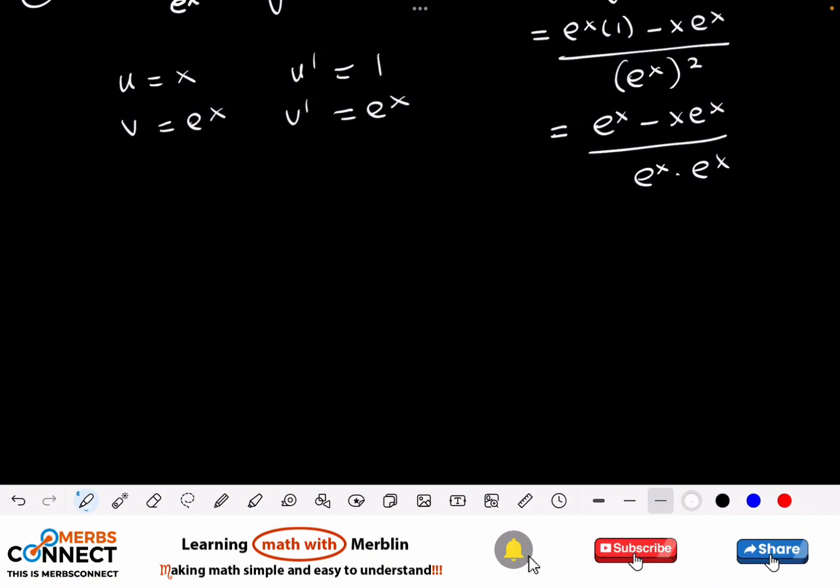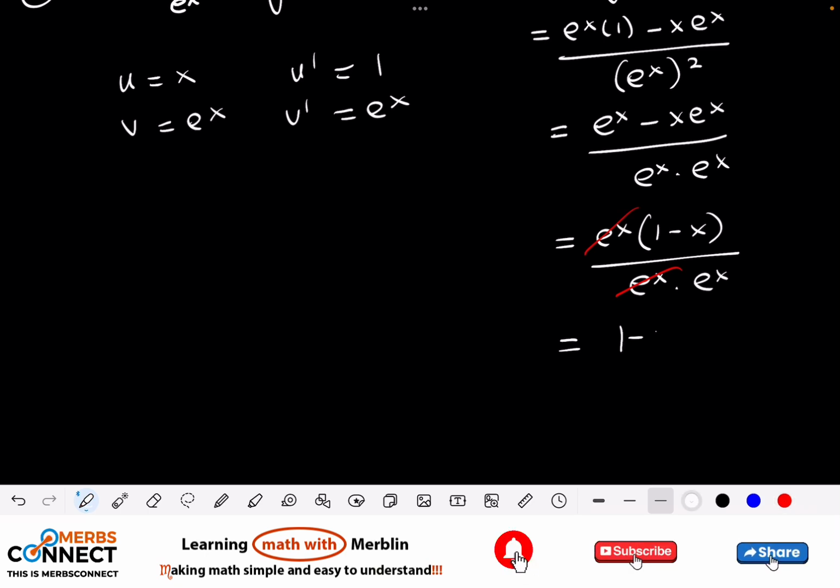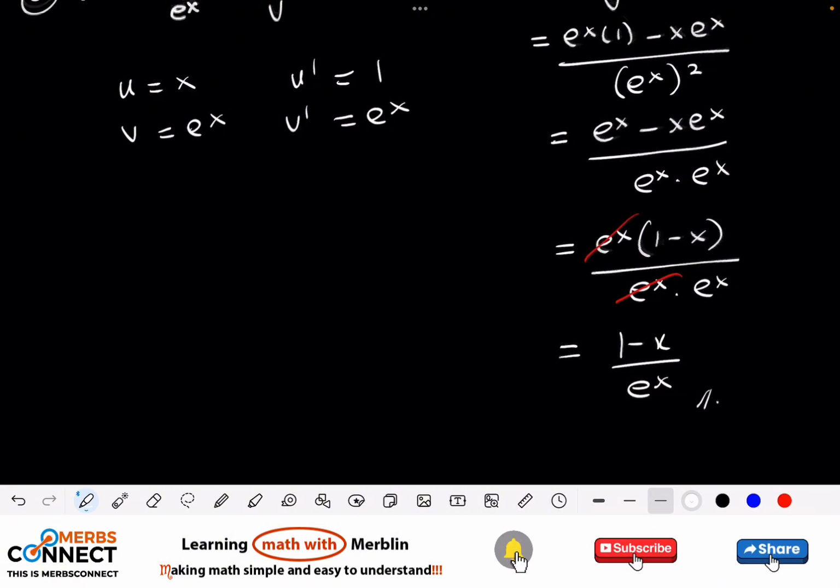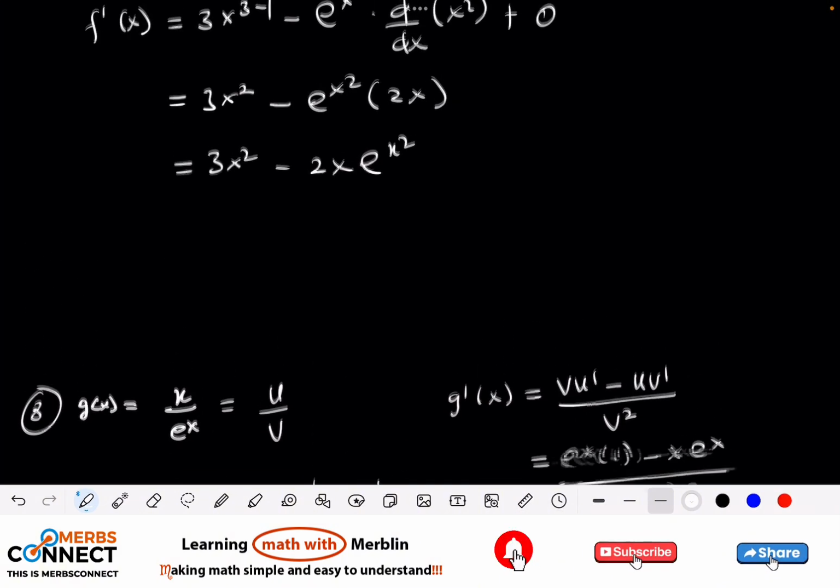So I just want to do some small simplification here. e to the power x out. So when I factor this one out, it will be left with 1. And when I factor this one out, it will be left with x divided by e to the power x times e to the power x. So that one of this will cancel this, and then we'll be able to get 1 minus x divided by e to the power x, which is here. Right. So this is the 8.